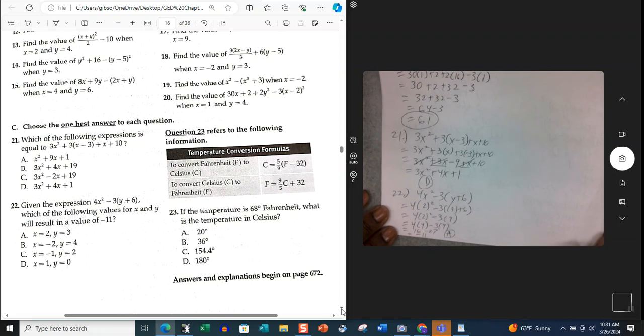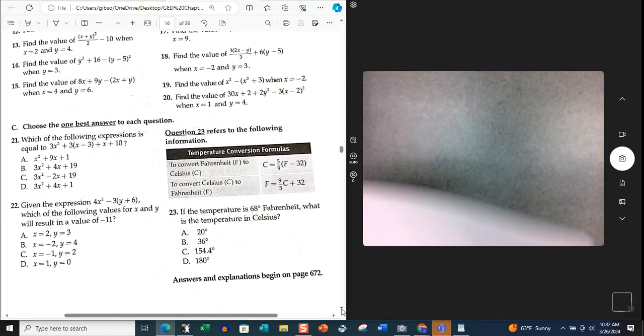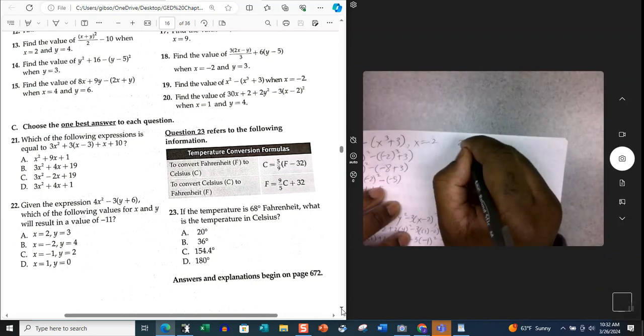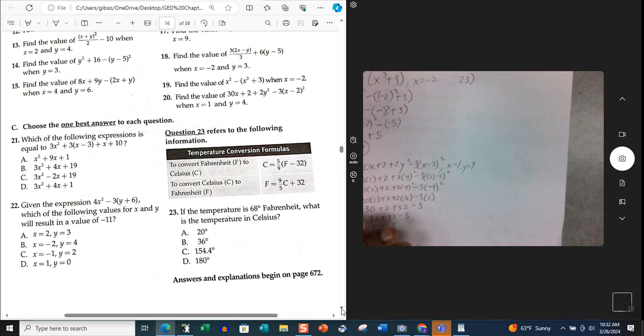So it turned out that A was the answer, and that's great because we don't have to go through all the rest. Okay, now, problem 23. Problem 23, it states, question 23 refers to the following information. It says that the temperature is 68 degrees Fahrenheit. What is the temperature in Celsius?